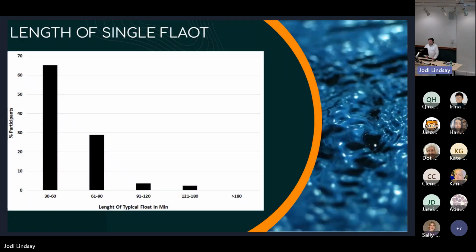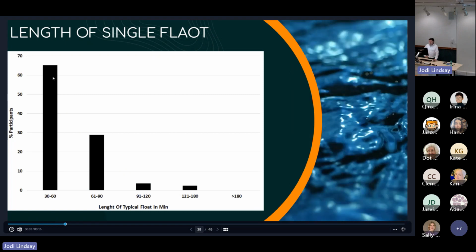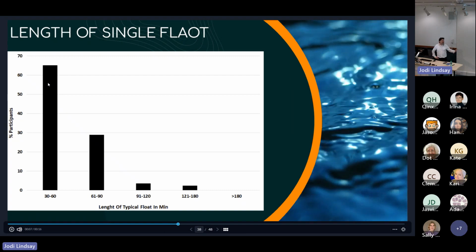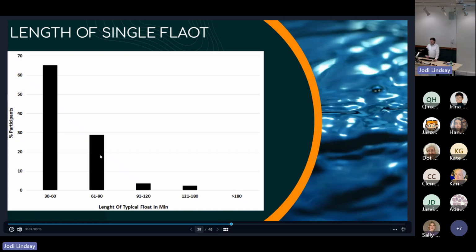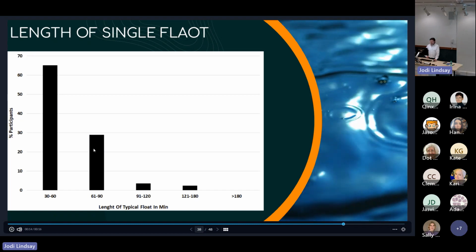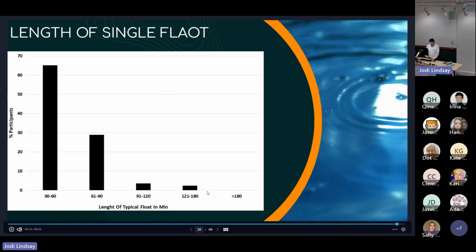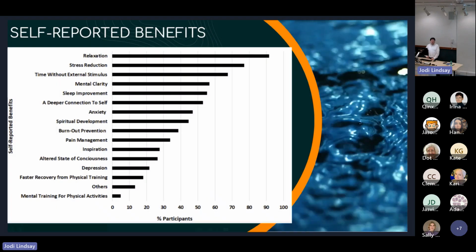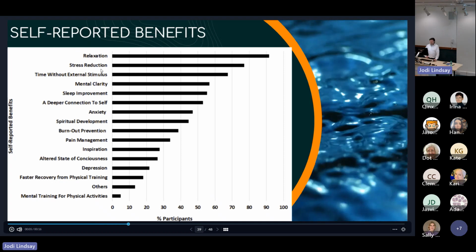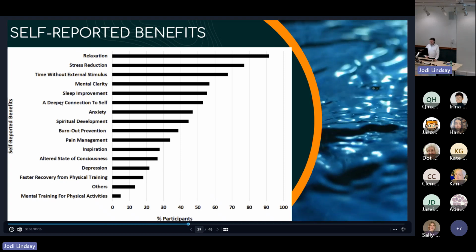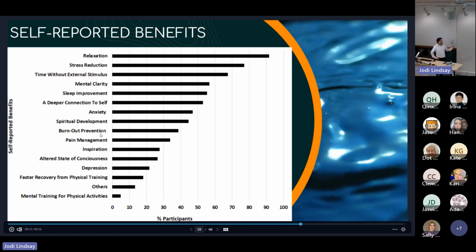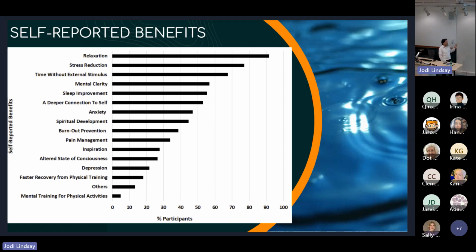The most common length of the float is 60 minutes. It's not surprising because in these deals, the standard float time is 60 minutes. I was quite surprised that nearly a third actually pay more to have 90 minutes or even more. So what are their main benefits? Relaxation, stress reduction, obviously, sleep improvement, anxiety, burnout prevention, things like that came up with really high values.